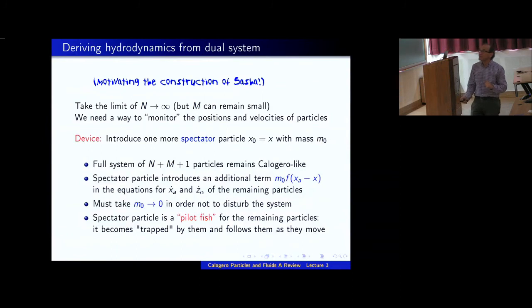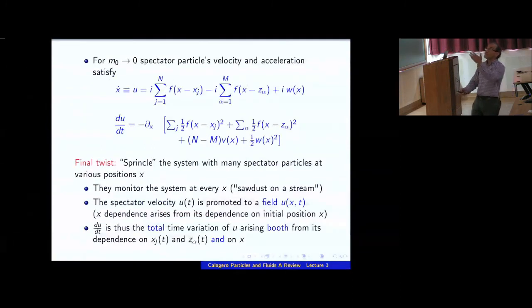And the way to do it is to drive the mass of this particle to zero. You find some equations of motion for the particle's velocity that we will call u, and then you say, good. Now that I've done that, I will sprinkle the system with a lot of such particles, like when you go to a stream and you sprinkle it with sawdust, and the motion of the sawdust will describe the motion of that fluid.